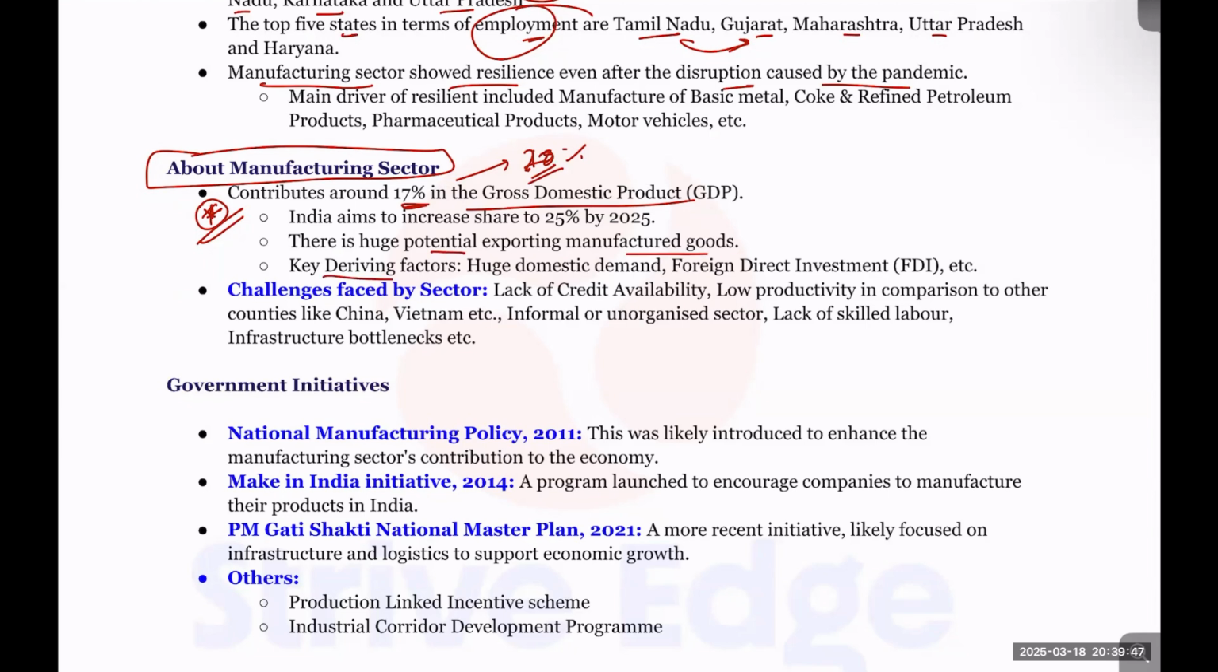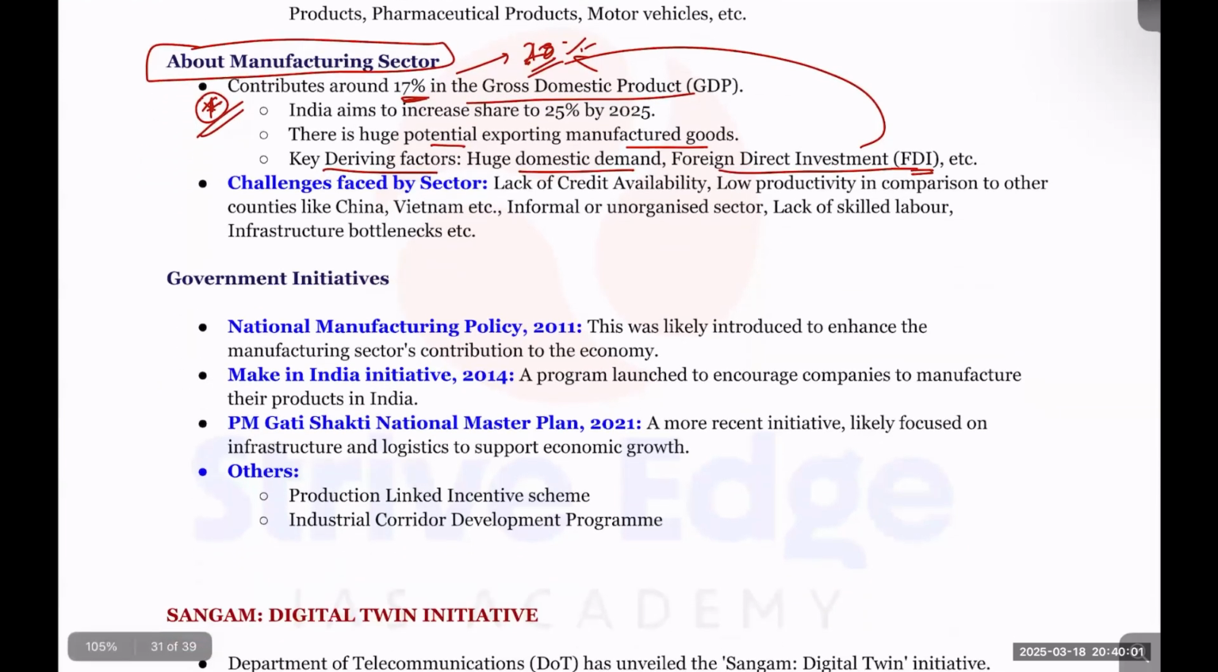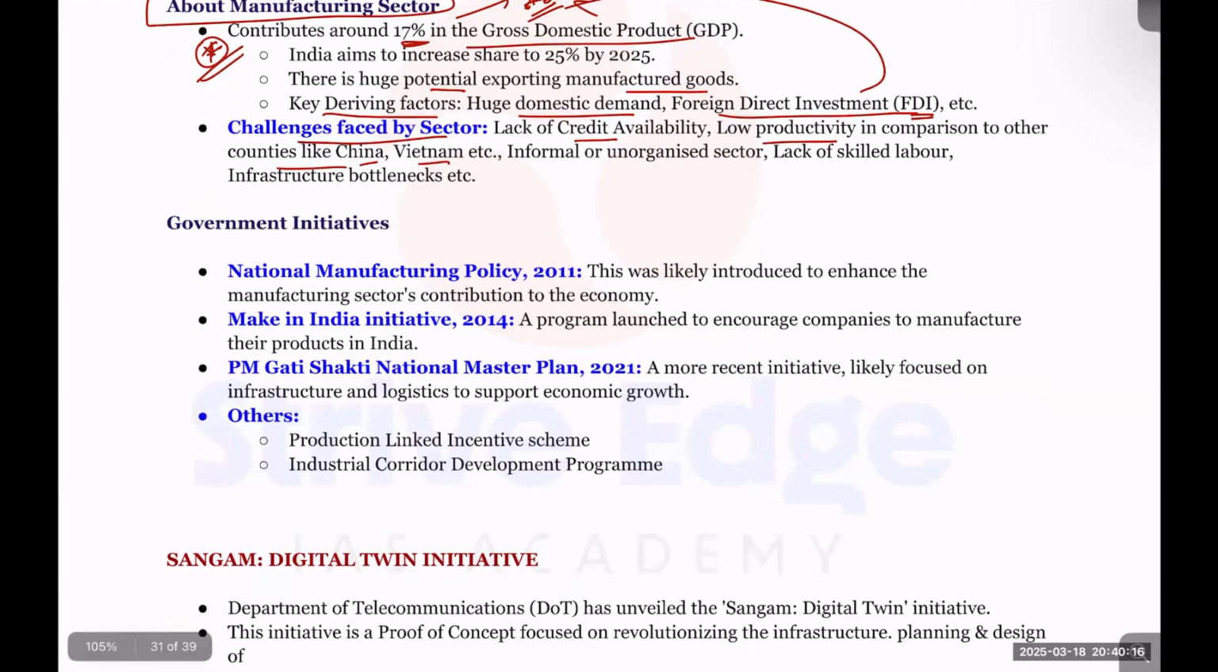Okay, key driving factors are huge domestic demand, foreign direct investment, FDI, etc., which are increasing the manufacturing output in the sector, increasing the GDP contribution of the manufacturing sector. What are the challenges faced by the sector? Lack of credit, low productivity, and in comparison to other countries like China and Vietnam, India's manufacturing faces competition, which we have already talked about in our mains classes.